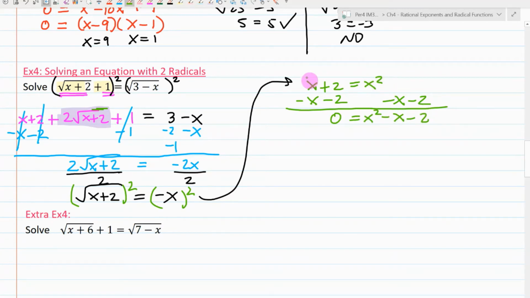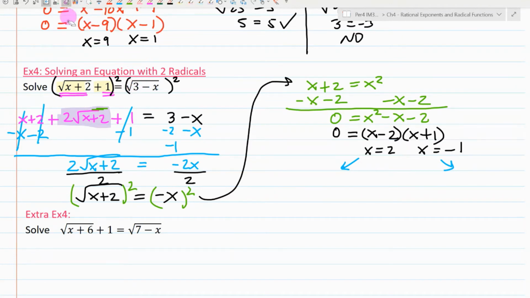You don't want to subtract the x squared because when you factor, you want the x squared to be positive. So now we have the factors of negative 2. That give me negative 1. Okay, and so I get x is equal to 2 and x is equal to negative 1, and I need to check them both in the original. Okay, so let's look at what the original problem is without all this mess that I put on there.